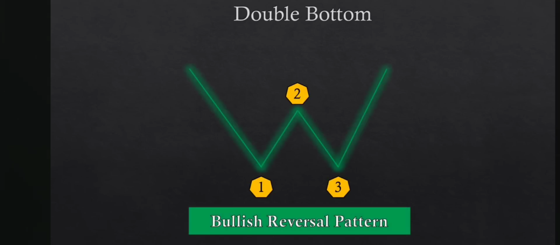Next in line we have a bullish reversal pattern called double bottom, and as the name suggests, it's formed by 2 lows that sit in the same price level. It's a bullish reversal pattern, so price will be going down, and then a double bottom will appear to signal a reversal to the upside.